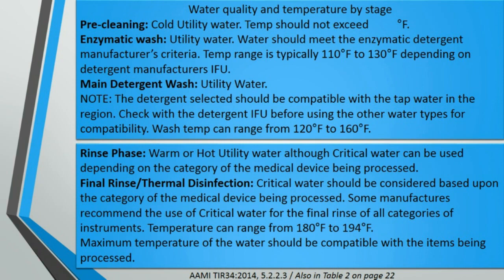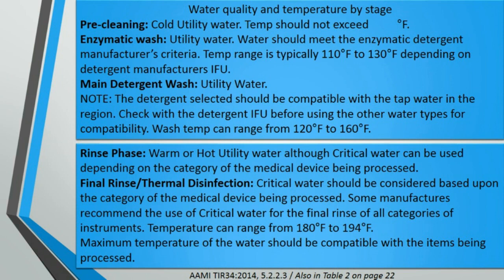Now we're in the rinse phase. That is warm or hot, again, utility water, although critical water, so that treated water, DI or RO, could be called for depending on the instrument or device that you're processing. And then our final rinse and thermal disinfection really should be with critical water. And that should be considered based upon the category of device that you're using. Some manufacturers recommend the use of critical water for the final rinse for all categories of instruments. So they don't say, well, because it's a this or because it's a that, and list them out. They just say, hey, critical water is best as a final rinse no matter what.